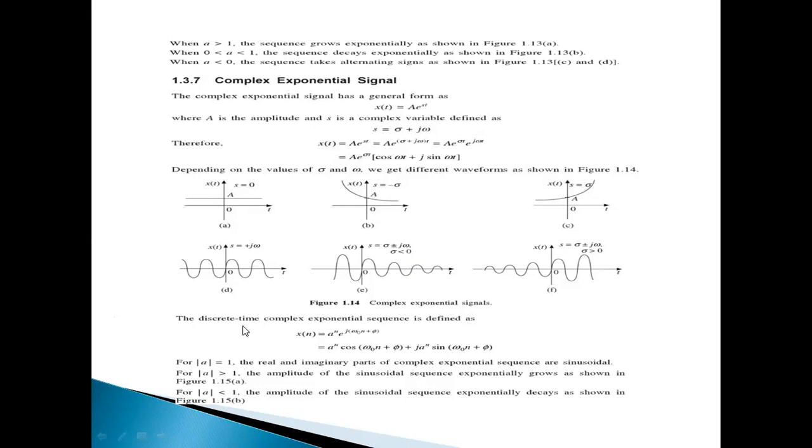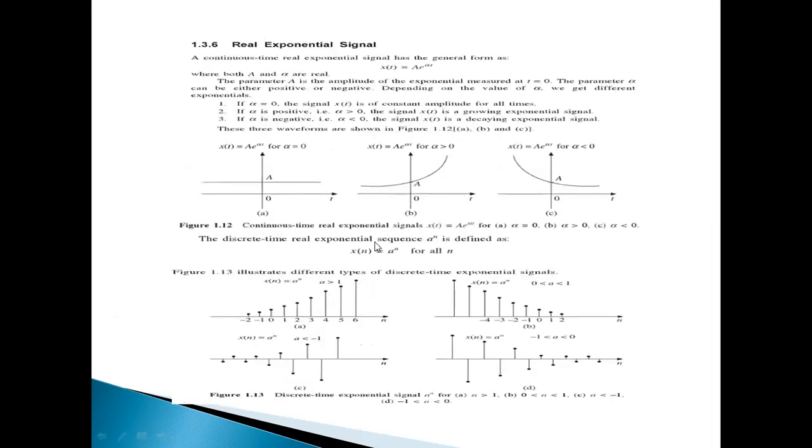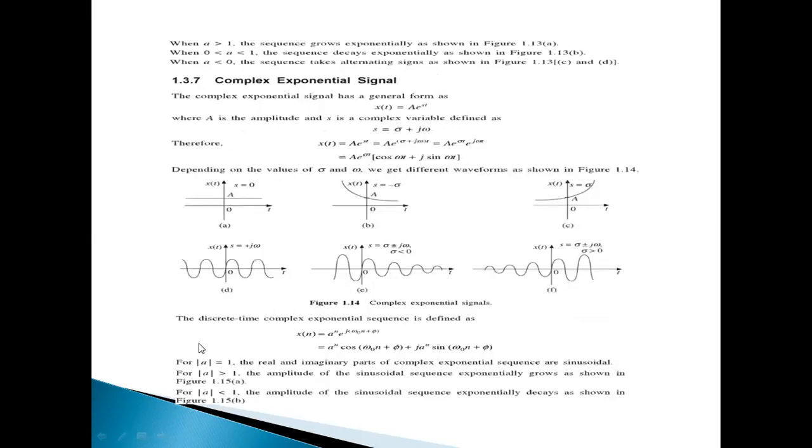So for the discrete time function, x of n is equal to a power n. Previously, we already saw x of n is equal to a power n, and x of t is equal to a into e power alpha t. Okay. Now coming to the discrete time complex function, a power n multiplied with the complex exponential function e power j omega naught n plus phi.